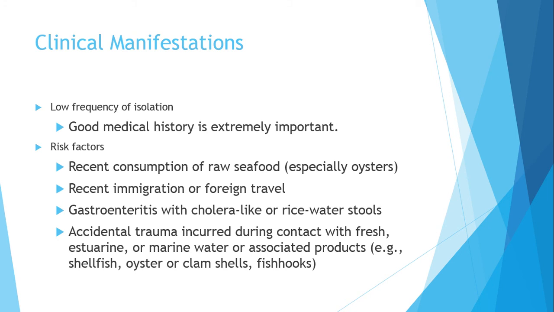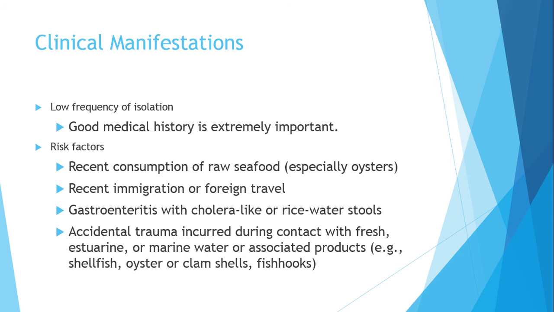There are some risk factors involved, and these are the kind of things that a physician might look for when getting a medical history. So recent consumption of raw seafood like oysters is a big clue. Recent immigration or foreign travel. For example, maybe they came back from Haiti, and Haiti has been battling cholera for quite a while. So that's a big clue.